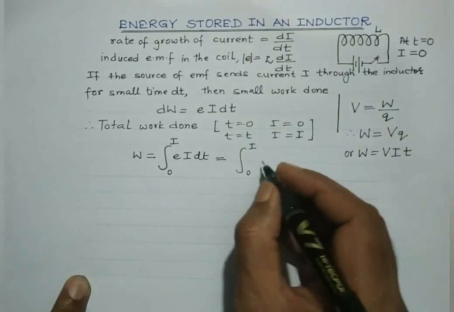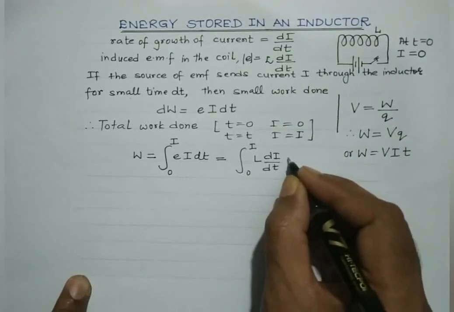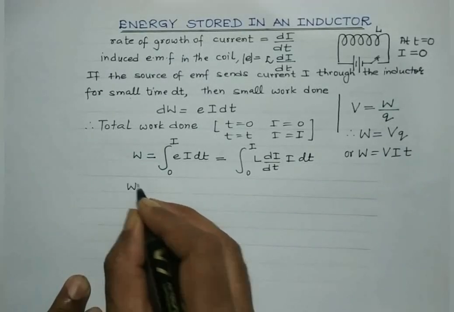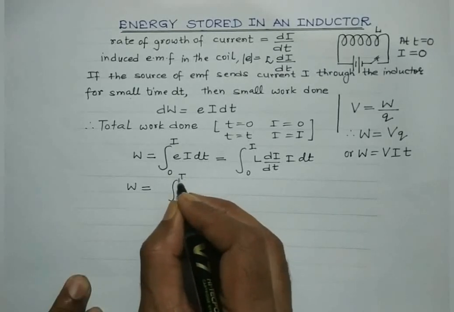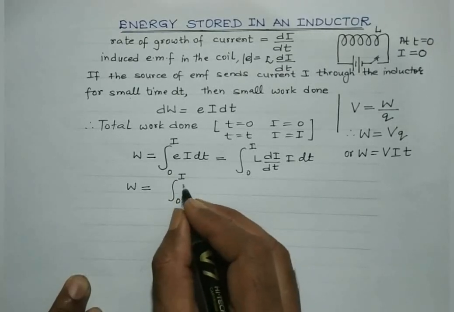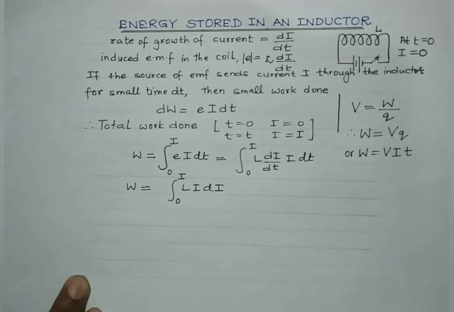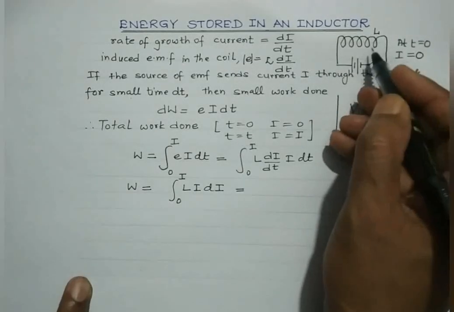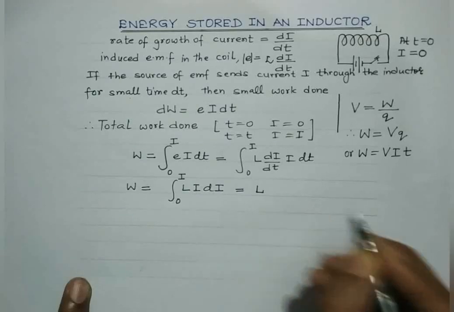E, its value is L di by dt into I into dt. So what we are left with is integration limits from 0 to I. So we are left with L I di, right? So self-inductance of a given coil is always constant, so it can be taken outside the integration.